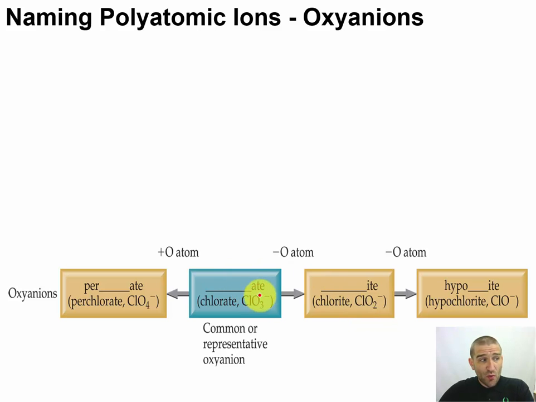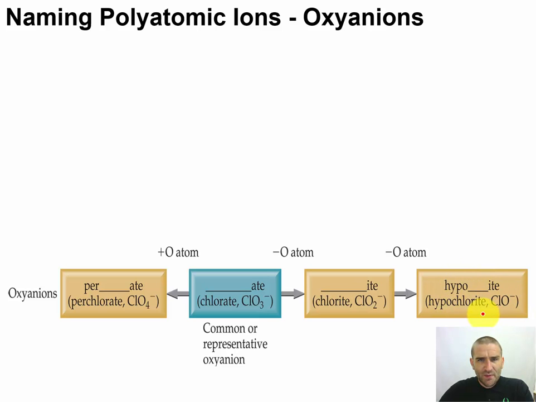Now, how did you know that the O3 was the common one? Memorization. I wish there was a better answer, but there really isn't. That's the way to go. The ite is down one oxygen from that. Your hypochlorite is down one more oxygen from that. So now we're down to ClO.